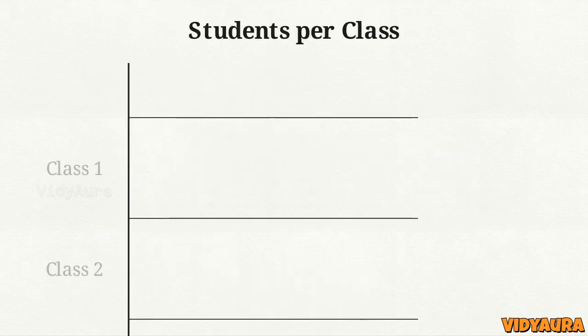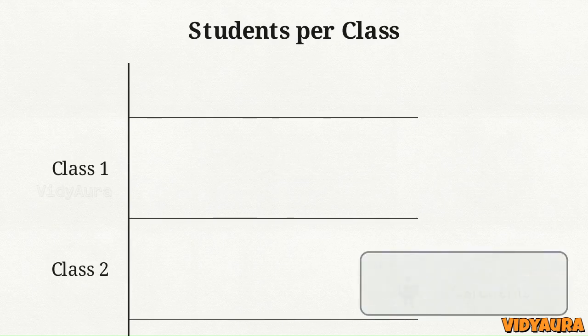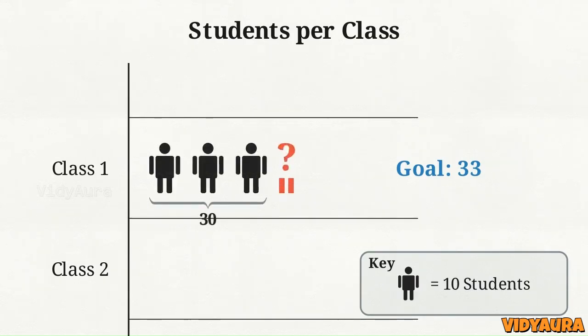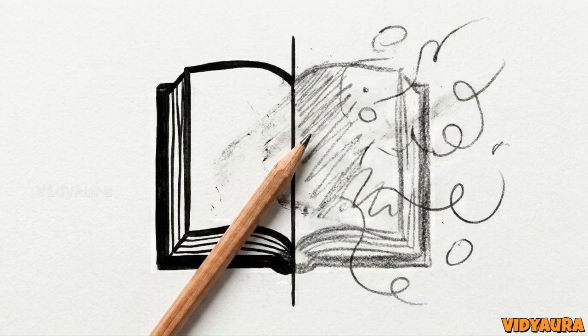But this system breaks down when the numbers get complicated. If your key states that one icon equals 10 students, how do you show exactly 33 students? 3 full icons give you 30, but how do you draw exactly 3/10 of a person? You can't. Drawing precise fractions of a symbol is nearly impossible.